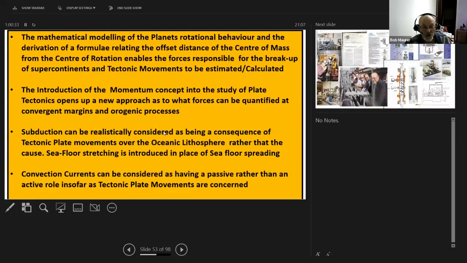Subduction can be realistically considered as being a consequence of plate tectonics over the oceanic lithosphere, and seafloor stretching is introduced in place of seafloor spreading. Convection currents can be considered as having a passive rather than an active role insofar as tectonics is concerned.